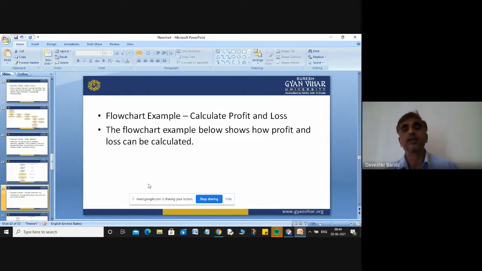Okay, and here I have taken one more example of your flowchart: calculate profit and loss. Okay, you know the flowchart example below. So how can we calculate profit and loss? You know how to calculate the profit, and how to calculate the loss. And here I am drawing the flowchart for calculating profit and loss.